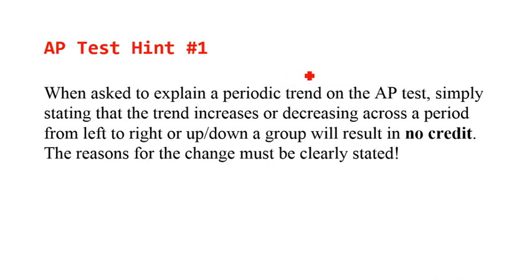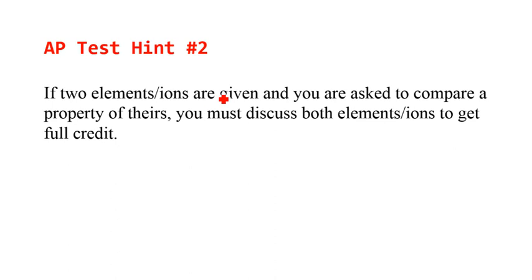So when asked to explain periodic trends in the AP test, simply stating that a trend increases or decreases across a period or down a group will not get you credit. You must clearly state the reason and focus on forces. If two elements or ions are given and you're asked to compare a property, you must discuss both elements and both ions to get full credit. You can't just say strontium is going to have a greater first ionization energy. You need to discuss why, and you need to discuss strontium and rubidium, and make sure that you're being clear about each component.